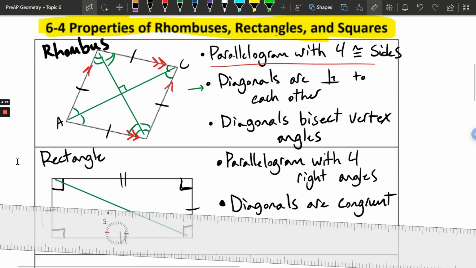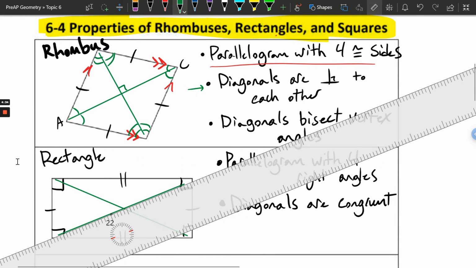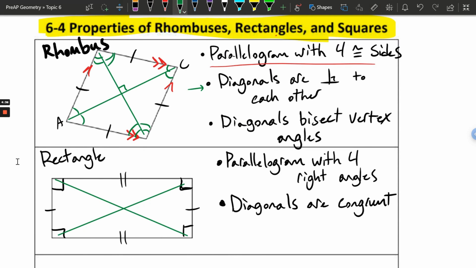If we draw those diagonals, we actually make two congruent triangles here. And because of that, you can prove this to yourself as well. The diagonals actually are congruent. So if we call this A, B, C, and D, we could say that AC is congruent to BD.